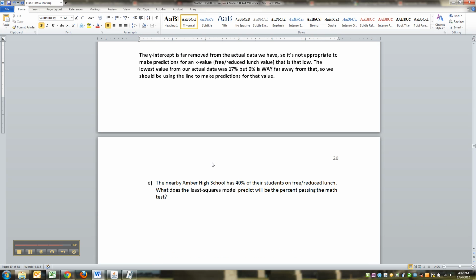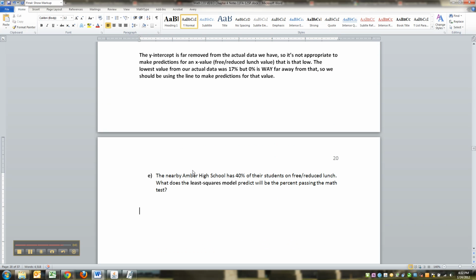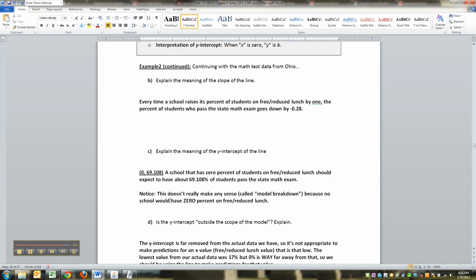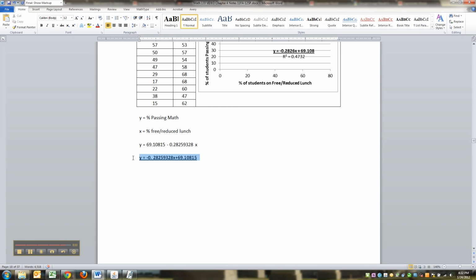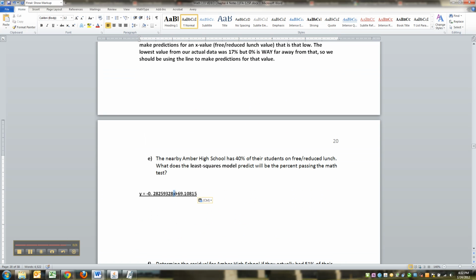Done. All right. Now, what about Amber High School, which is nearby? It has 40% of students on free reduced lunch. What does the least squares model predict will be the percent passing that test? So we've got this equation right here. All we're going to do is put 40 in there for x. Simple as that. Let me go type that into Excel.